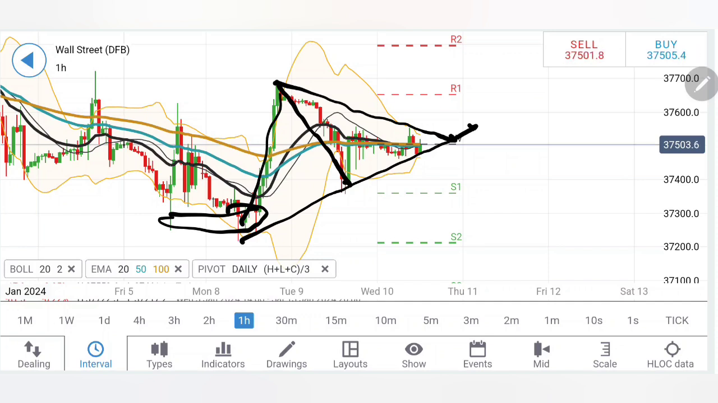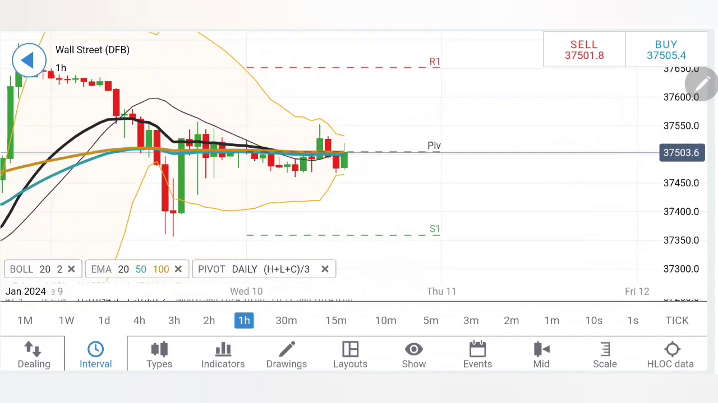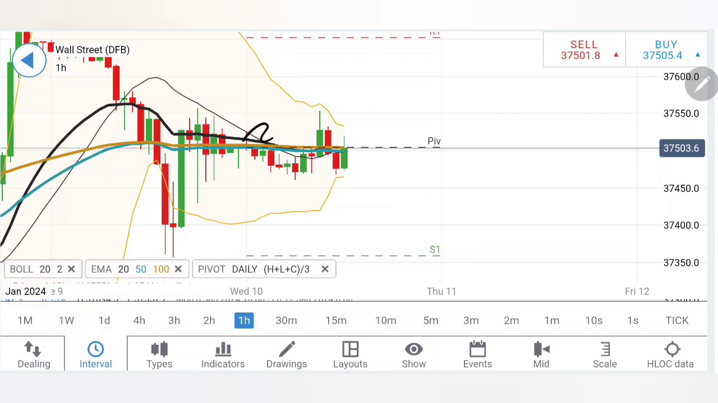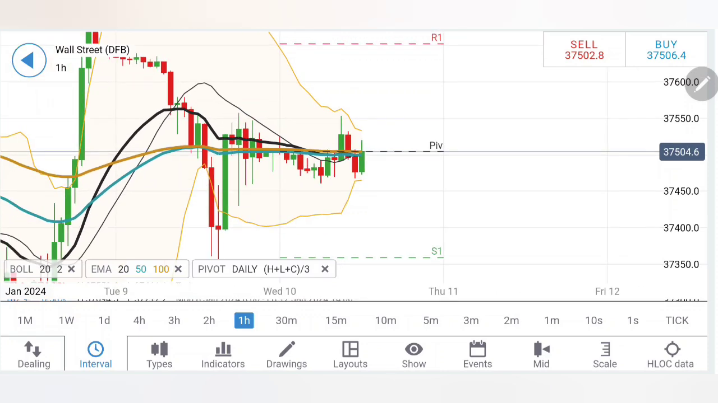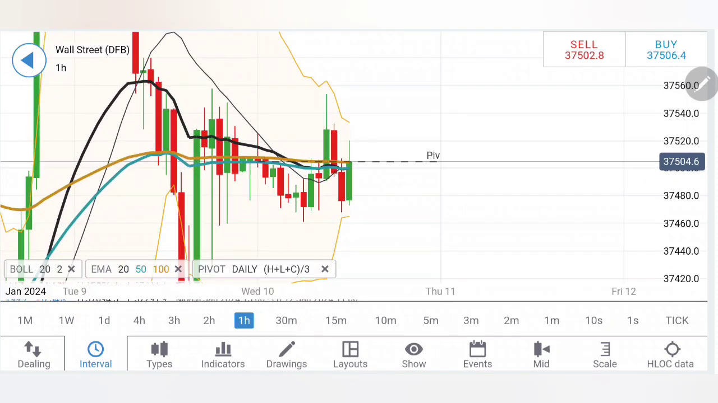A breakout means a rise above 37,600 levels should be a good confirmation, but ideally I will recommend you to buy here at 37,550 levels itself and expect it to break beyond 600. Beyond 600 is where certainly more bullish momentum is going to prevail.